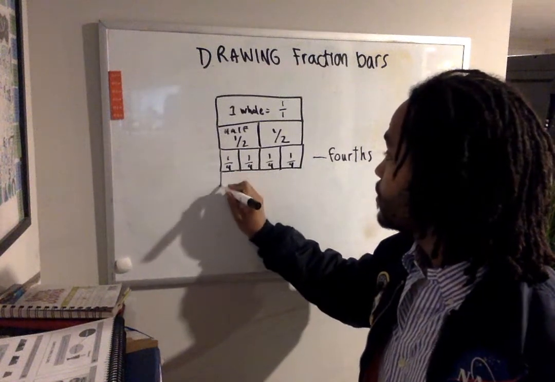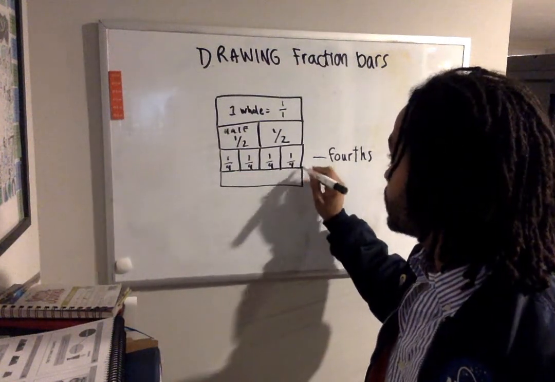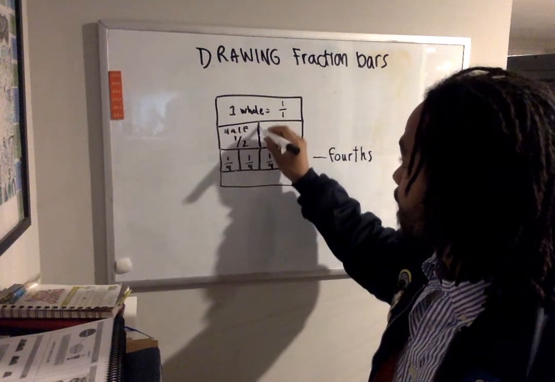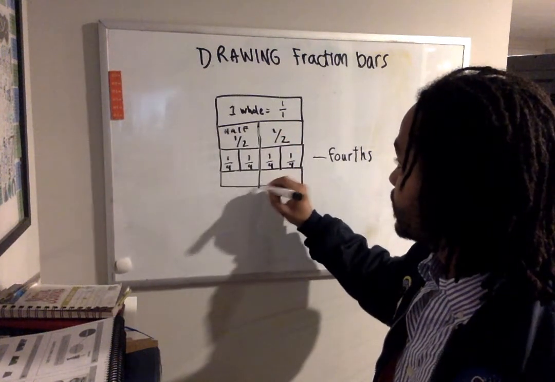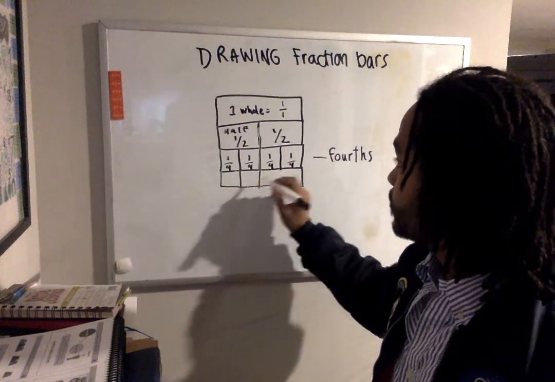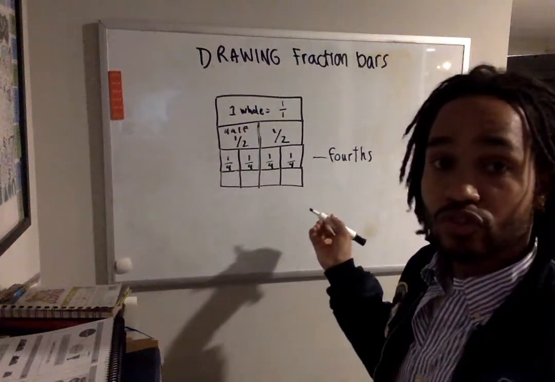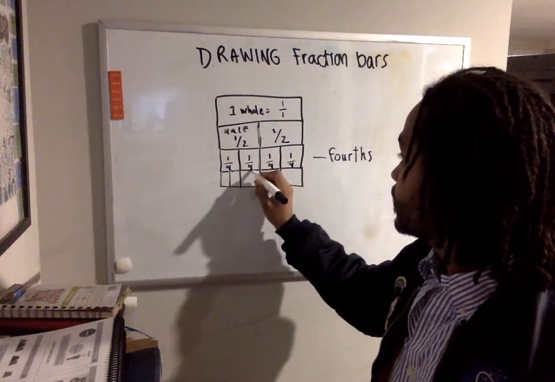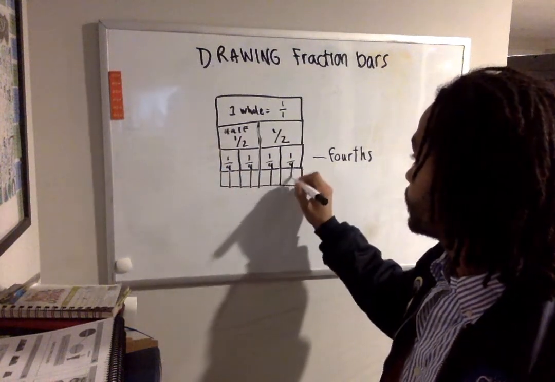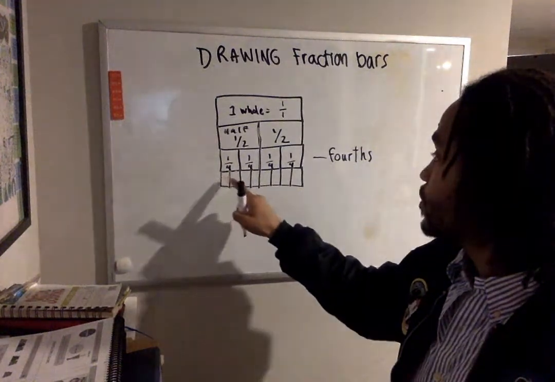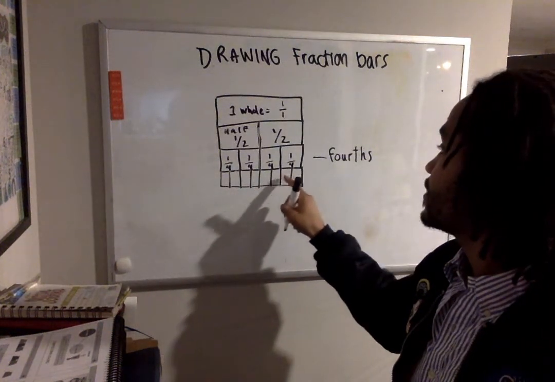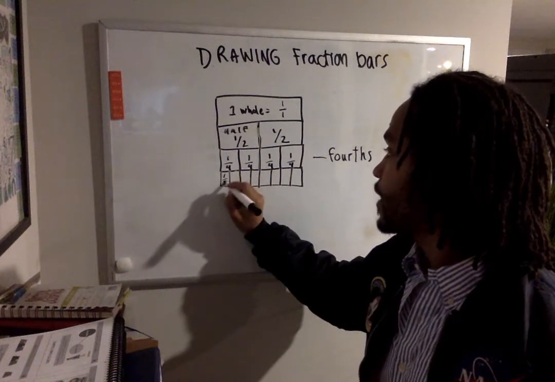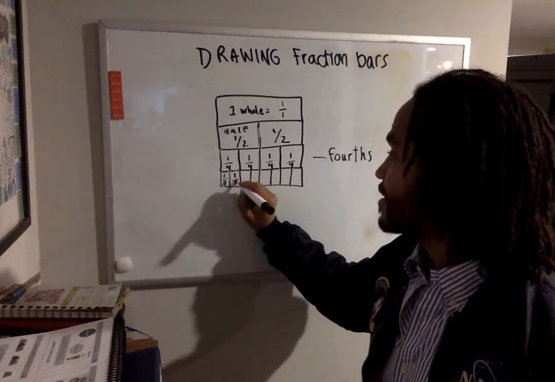Next, I'm going to make another rectangle, and I am going to bring this halves line down. I'm going to split those in half. Those are fourths, and now I'm going to split each fourth in half as well. And as you can see, I have 1, 2, 3, 4, 5, 6, 7, 8 parts. So each one of these is 1 out of 8 or 1/8.